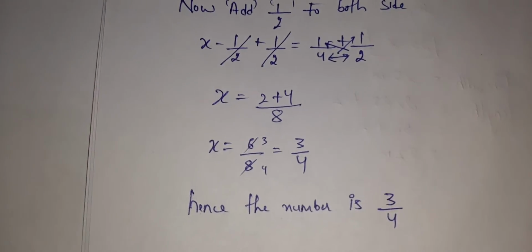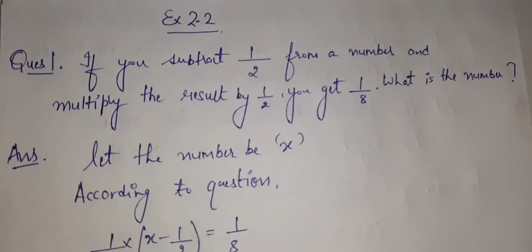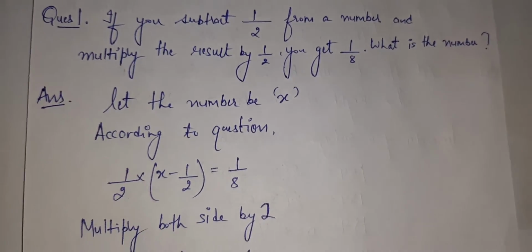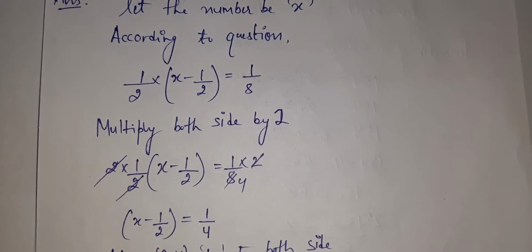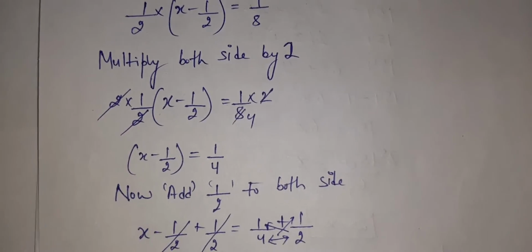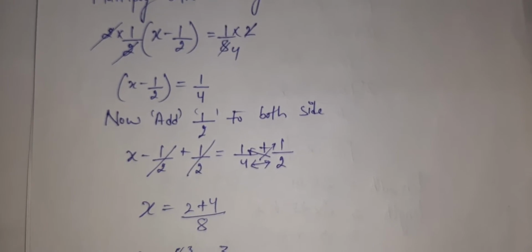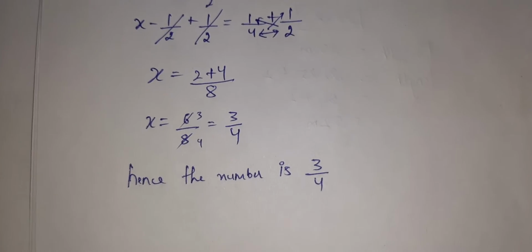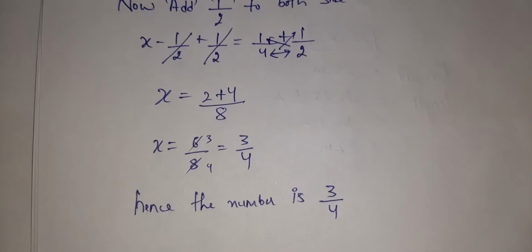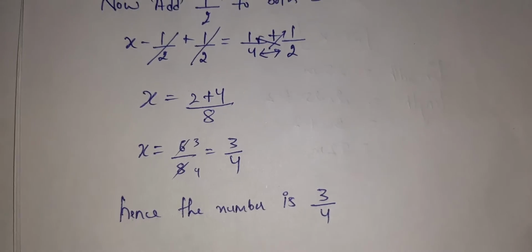Just see this question very carefully. I am giving you one more look. We have multiplied. We have made the equation. We have added 1 by 2. Cancelled out. Taken the LCM. Solved it. And the number is 3 by 4. Got it?